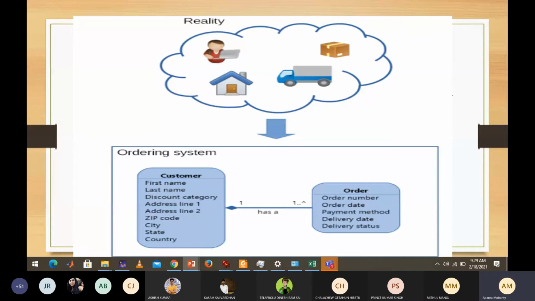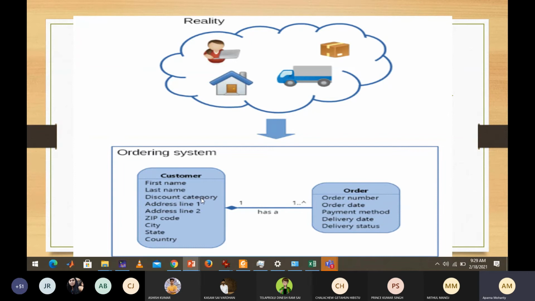When they do a startup, they have an ordering system. What is that ordering system? They'll have two entities: one is the customer and the other is the order. In customer, the attributes will be first name, last name, discount, promotional code, address line, zip code, and city. The order entity will have the order number, order date, payment method, delivery date, and status. So this is all about your ordering system.